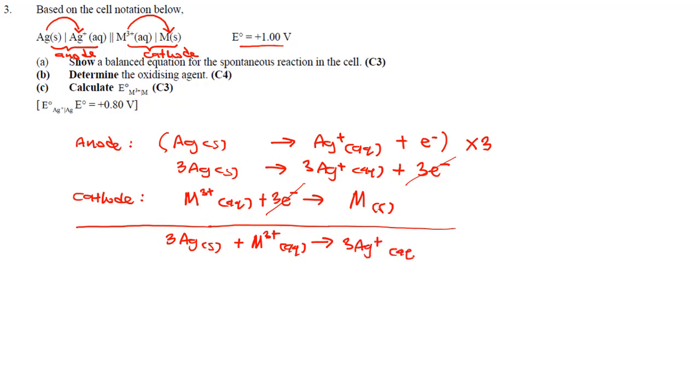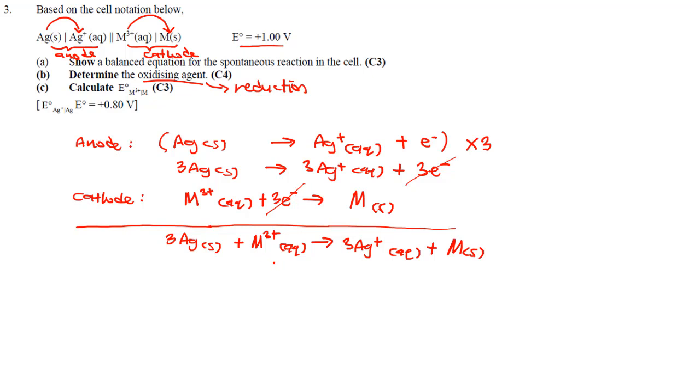Okay. Alright. So this is the overall equation that you should get. So next, daripada soalan ni, dia suruh determine the oxidizing agent. So kena faham oxidizing agent adalah spesies yang undergo reduction. Spesies yang melalui reduction.